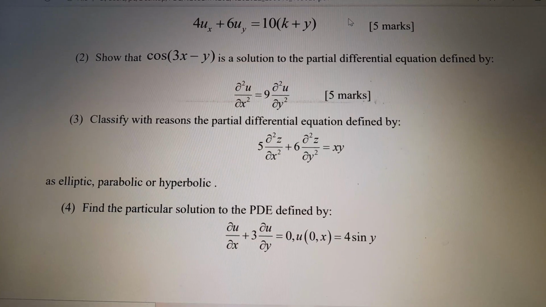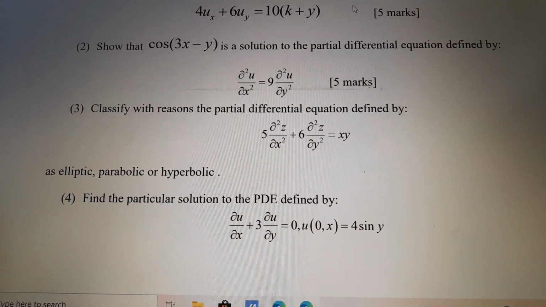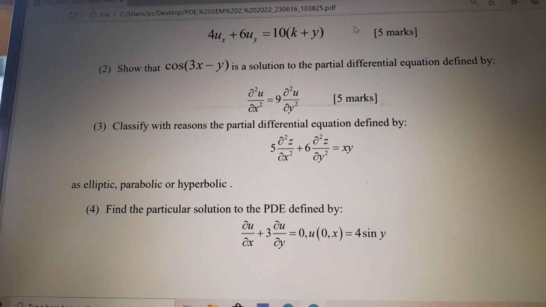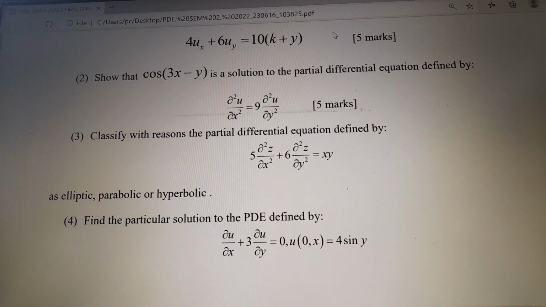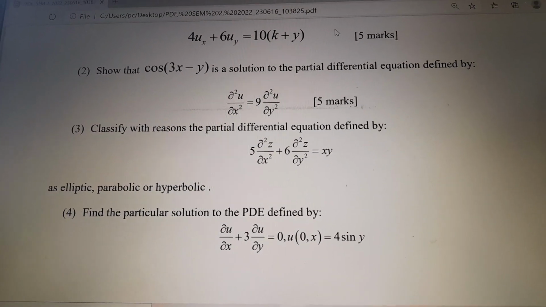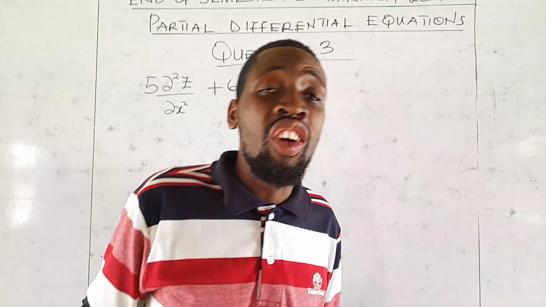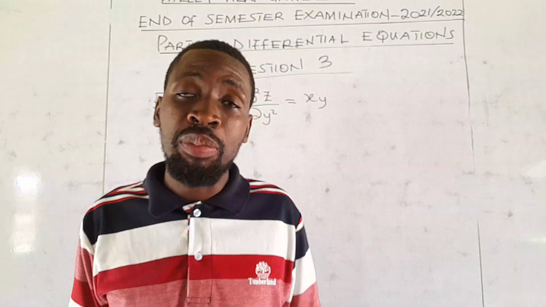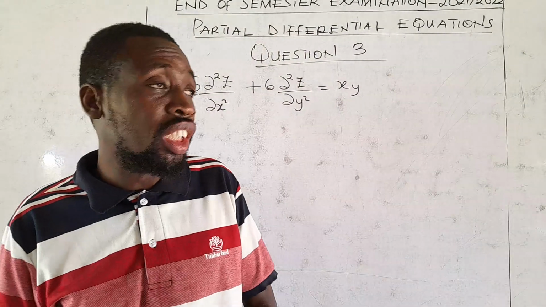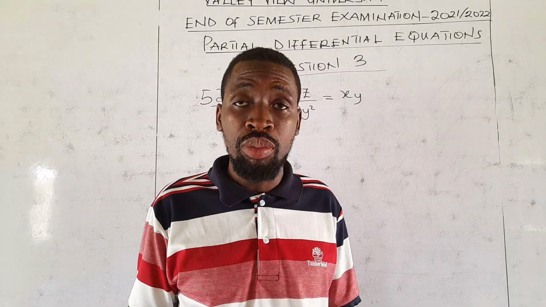So our question 3 says that we should classify with reasons the partial differential equation defined by 5 del square z over del x square plus 6 del square z over del y square equal to xy as elliptic, parabolic, or hyperbolic. So this particular question is on how to classify second order partial differential equations as being elliptic, parabolic, or hyperbolic. Please do well to check out my videos on classification of second order partial differential equations, or get a link to that video in my description box.